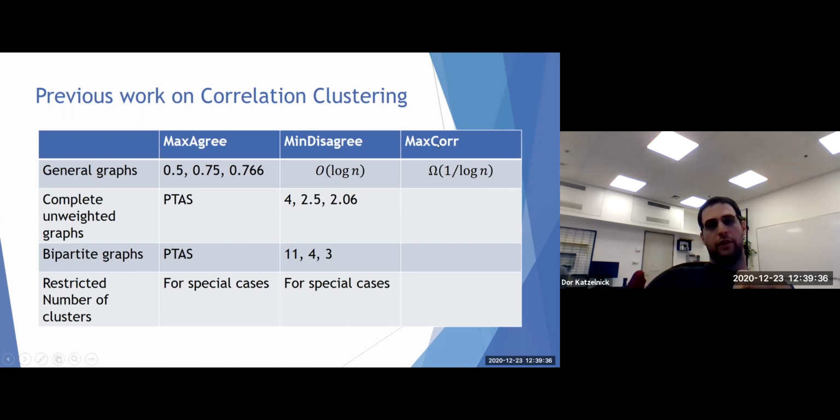And for the max score objective, which is somehow the hardest of these 3 objectives, we know an omega of 1/log n approximation for general graphs. And we're going to talk about this approximation in a few slides. And the rest is unknown. So this is the objective that we're going to talk about today.